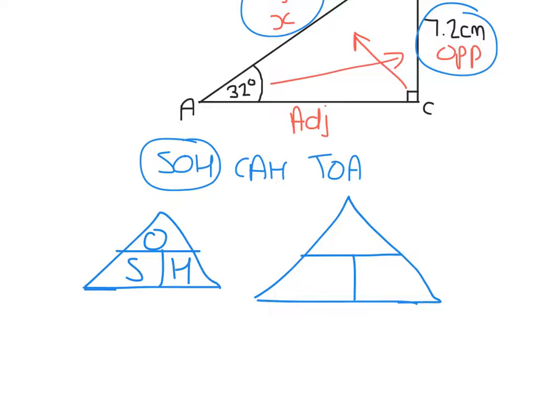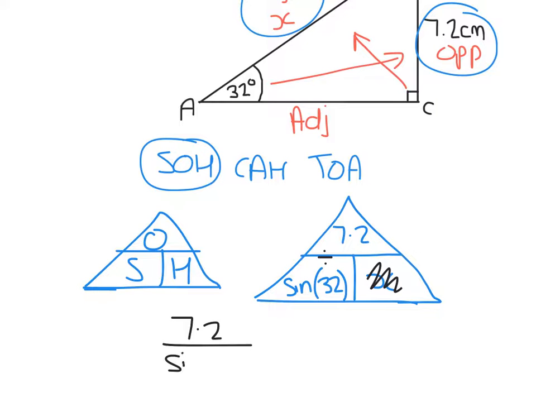So remember, sine is the angle, which is 32. My opposite is 7.2. And my hypotenuse is where the X value is. Cover up the unknown and we divide. So I've got 7.2 divided by sine 32. And that gives me an answer of 13.59, correct to 2 decimal places.